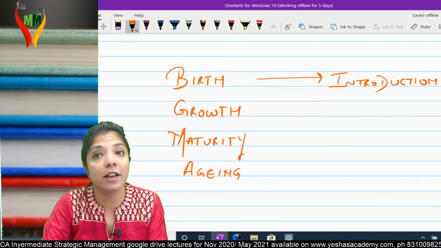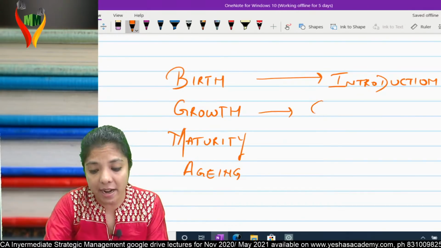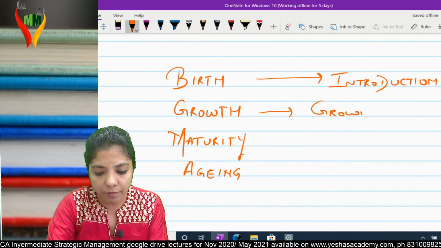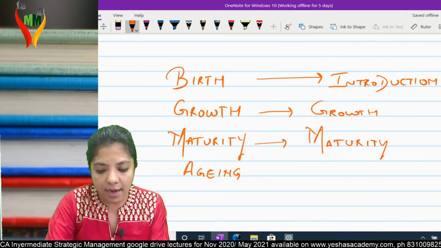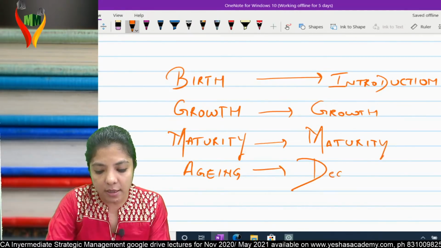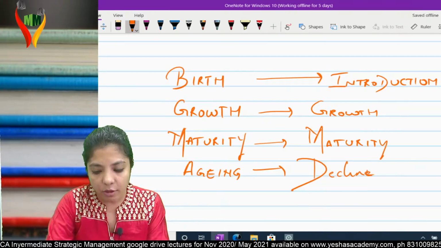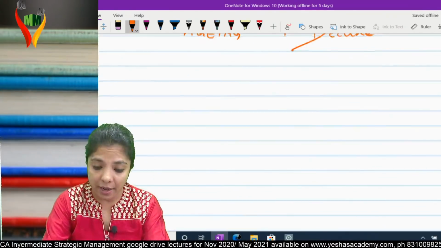Am I clear? Which phase? Introduction phase. Then the product enters into the growth phase. Then one day the product enters into the maturity phase. And last it enters which phase? Decline phase. So let's understand this with the help of a diagram.